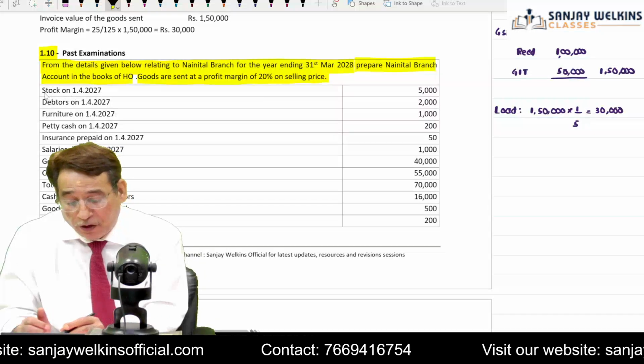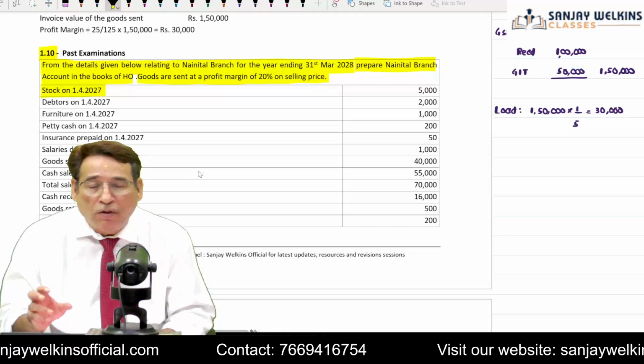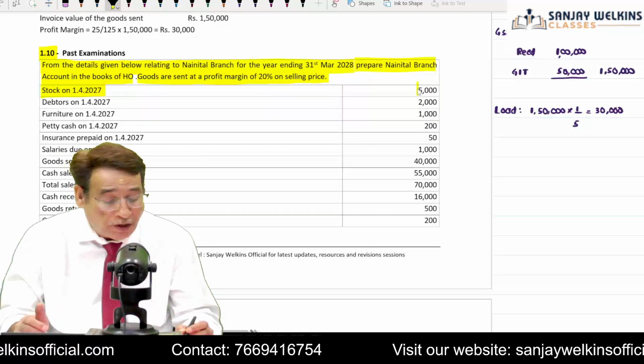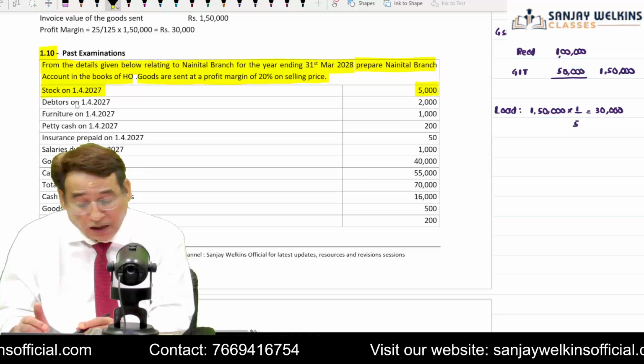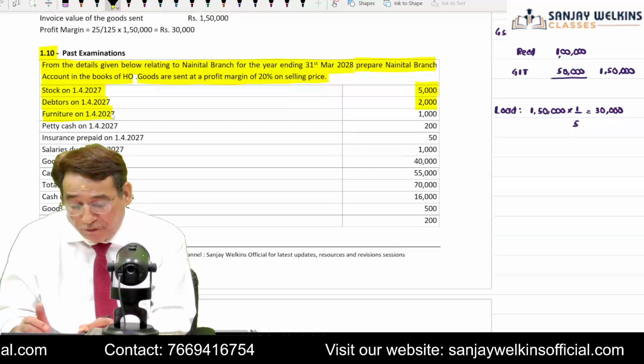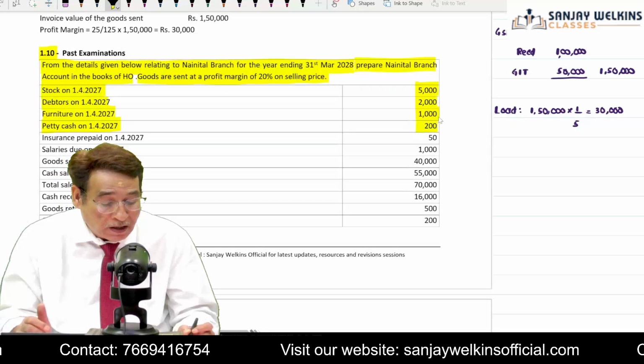However, rest of the question goes like this. Your opening stock is given. Obviously, even though invoice price is not written, you will presume it at invoice price 5,000. Then opening debtors are given. Then we have been given furniture, then petty cash. Correct? All these items will be written as opening balances.